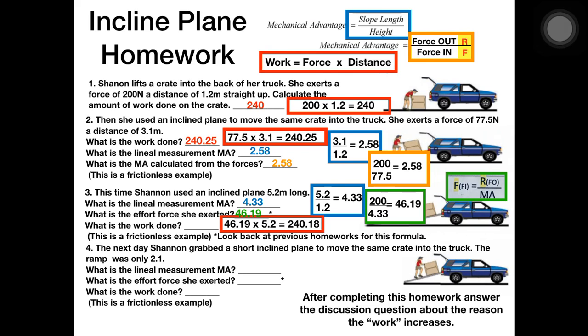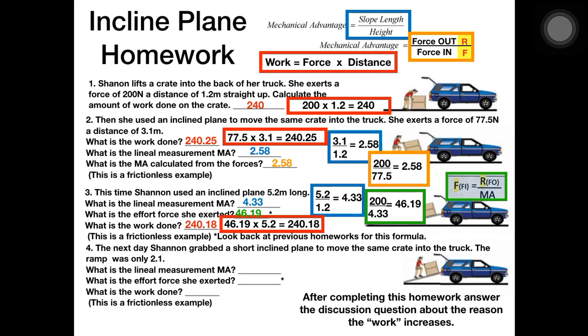So 46.19 times 5.2 equals 240.18. Once again, there is more work done than when she lifted it straight up. More work done, but less effort. Okay, that's why we had those 2 words in our notes this week. Let's look at number 4.